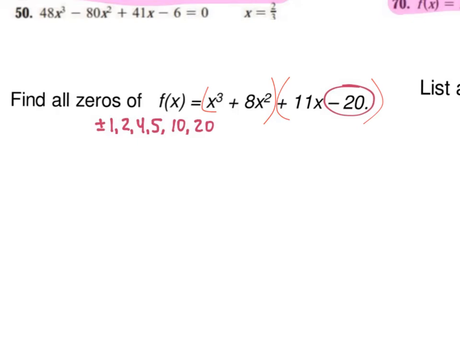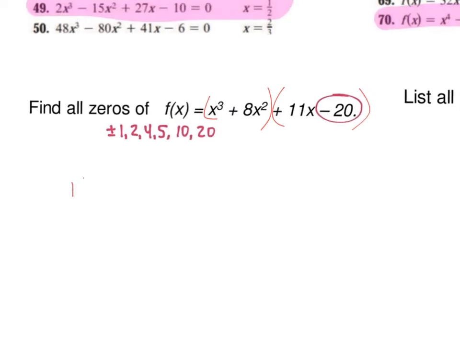This could seem daunting, but I would just start, be kind of methodical. I don't think there's anything on the test where you have to synthetically divide 20 times. But let's just check to see if 1 is a factor. How would I check to see if 1 is a factor? Some of you are going to say, I want to start with 4. Okay, fine. Some of you, I want to start with negative 5. Okay, fine.